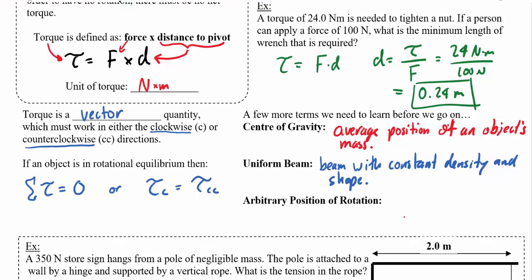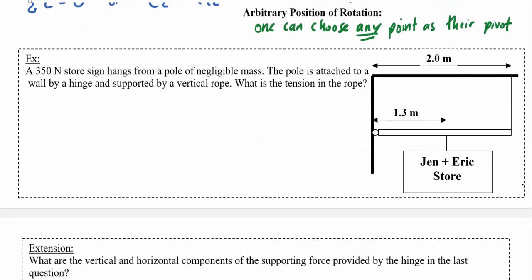Okay, last but not least, this is another weird one. We're going to talk about objects rotating. And so an object that's rotating obviously has a pivot, a point that it rotates around. It turns out, though, when we're solving these problems, that that pivot point is arbitrary. And so basically, when solving a problem, you can decide to use any point on that object as your pivot. So basically, one can choose any point as their pivot. And that's going to be a little bit confusing, but we'll see a few examples here where that comes into play.